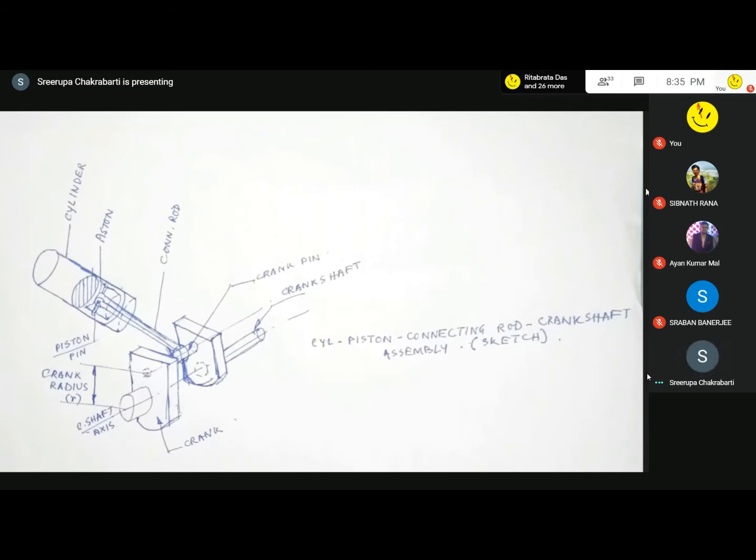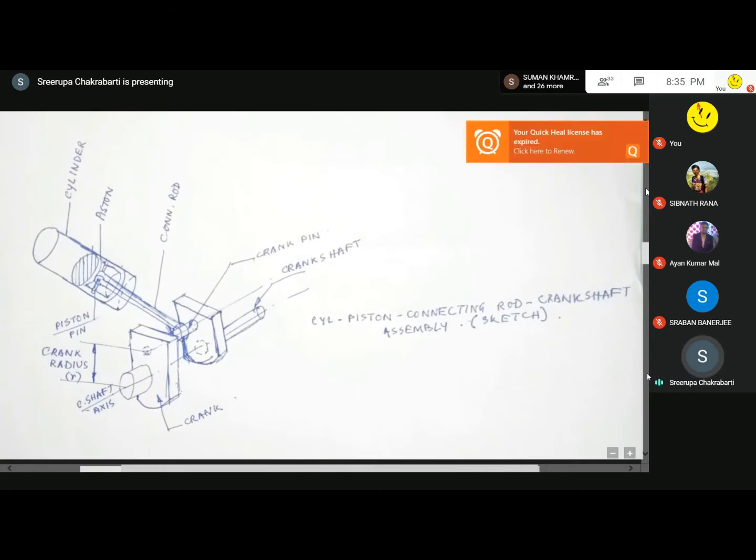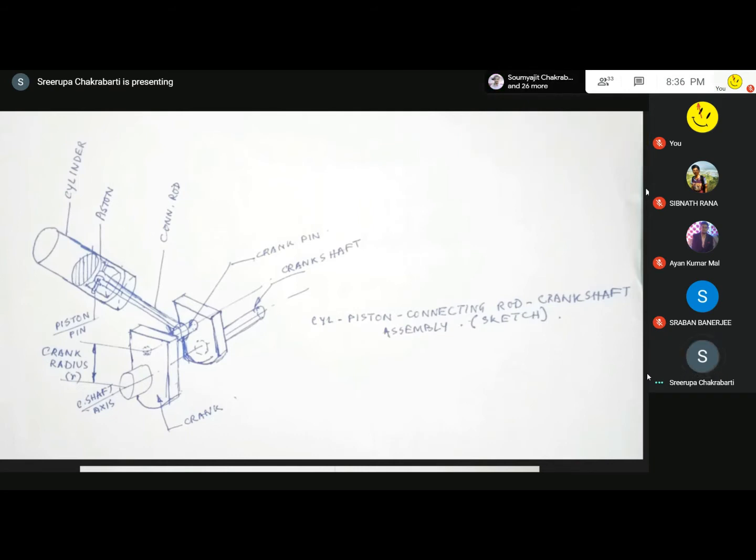Now, a portion of that energy is stored in the crankshaft. I have not drawn the flywheel here. At one end of the crankshaft, there is a big wheel that is called a flywheel. It contains large mass and large inertia. So when the piston moves down, the huge amount of energy that is produced during the power stroke gets stored through the crankshaft into the flywheel.